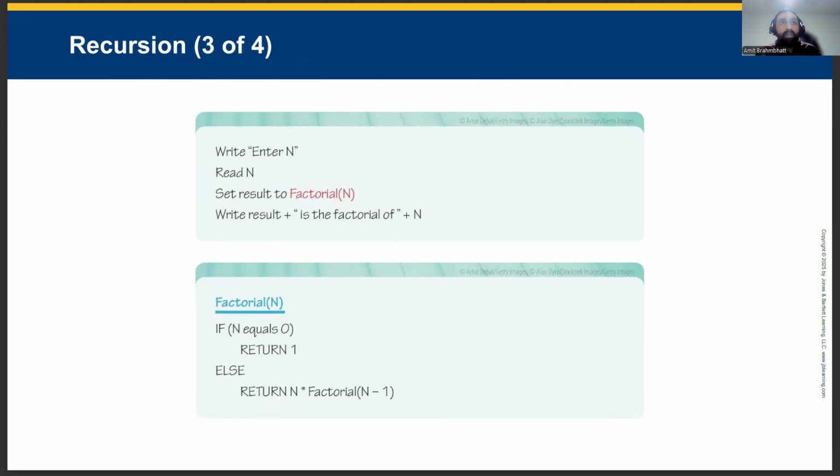You see the first block has 4 lines where you write enter n, then read the number, set the result to factorial n, and then write the result is the factorial of n. The second block shows how factorial n comes about with the if and else statement, where if n is 0, return 1, else you return n multiplied by factorial n minus 1.